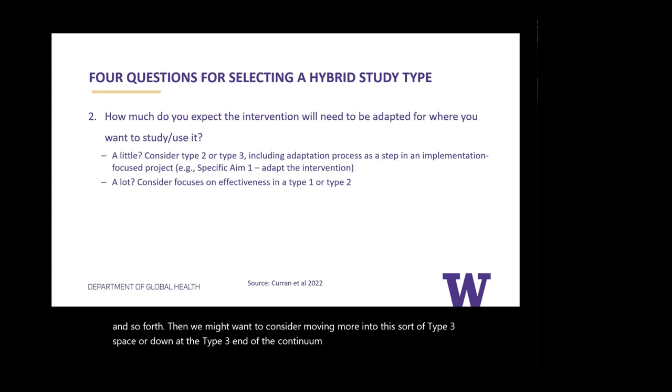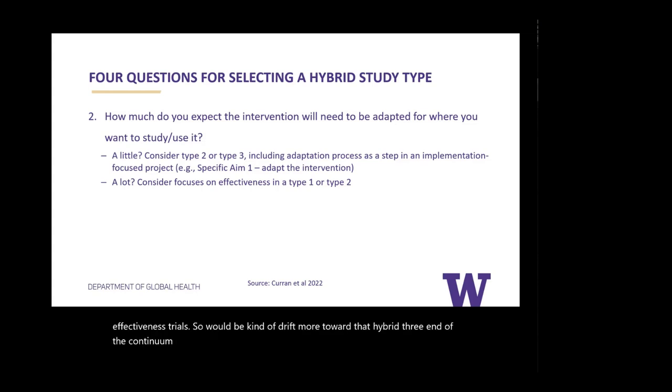We might want to include an adaptation process as an aim, say a specific aim 1 in our grant applications, saying that we're not going to take this intervention off the shelf and implement it. We're going to make some changes to it to make it a little bit more feasible or acceptable in a particular setting, or a little more culturally relevant for a different population than those who've been receiving this intervention in our effectiveness trials. So we drift more toward that hybrid 3 end of the continuum.